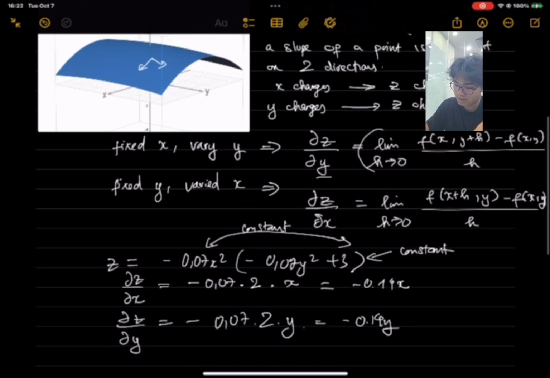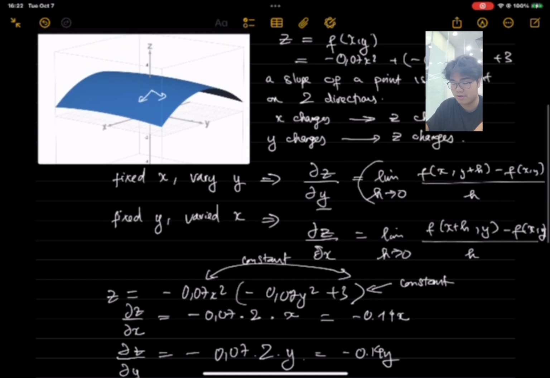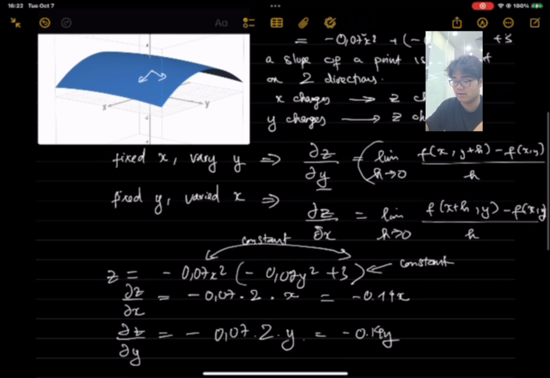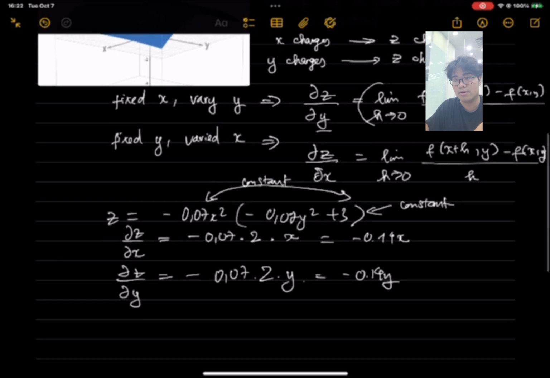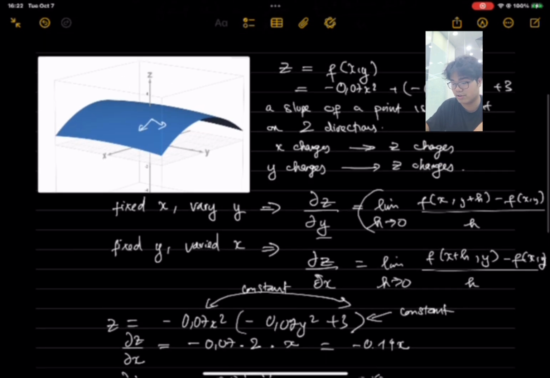So practically the partial derivative describes the direction of change at a point, and it must be expressed in 2 directions because the function depends on 2 variables, right? So this is the end of the first video.